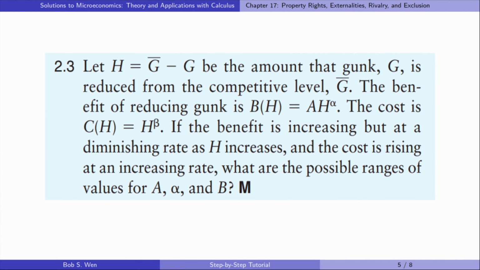Let's address exercise 2.3. Let H equal G bar minus G be the amount that gang G is reduced from the competitive level G bar. The benefit of reducing gang is as follows. We also know the cost function. If the benefit is increasing, but at a diminishing rate as H increases, and the cost is rising at an increasing rate, what are the possible ranges of values for A, alpha, and beta?